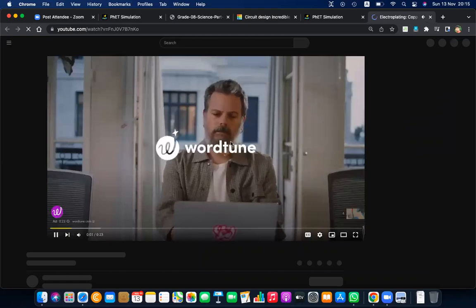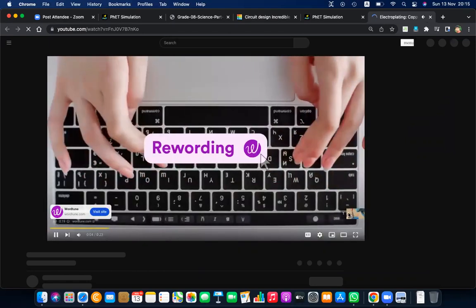Word tune is your rewriting, rephrasing, rewording. That's the Alidocious Chrome extension.